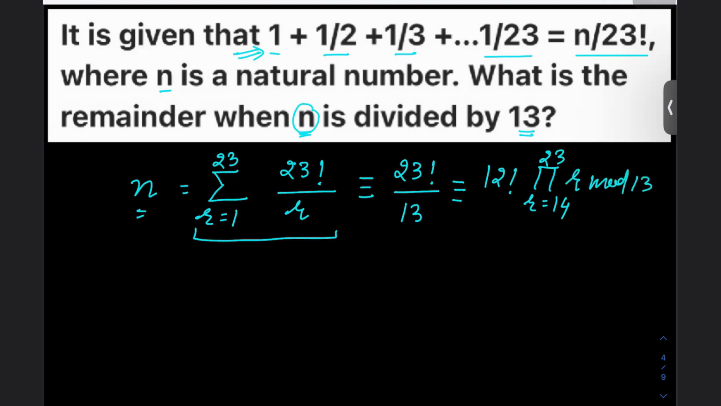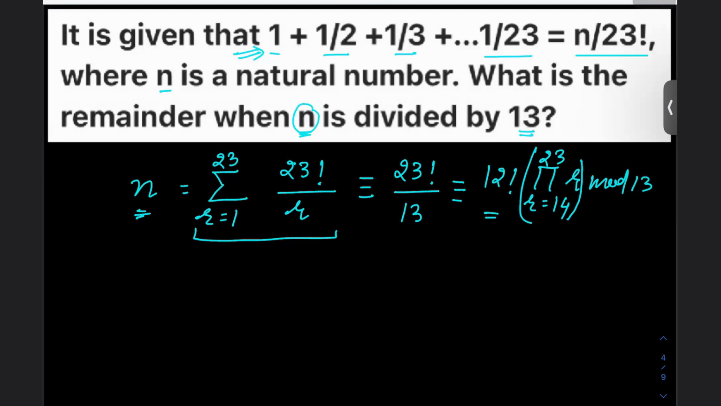So our question reduces to: we have to find the remainder when 12 factorial into the product of r from 14 to 23 of r is divided by 13. This is our problem now. Okay.